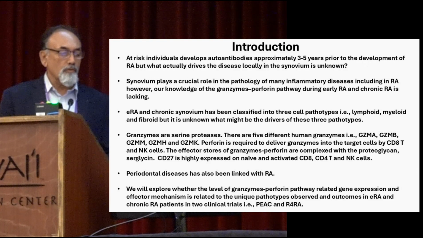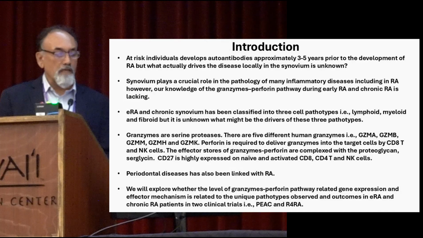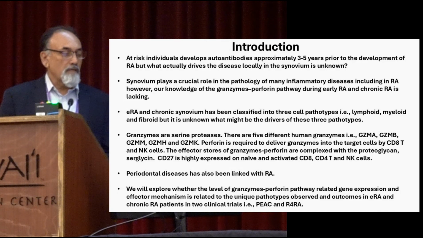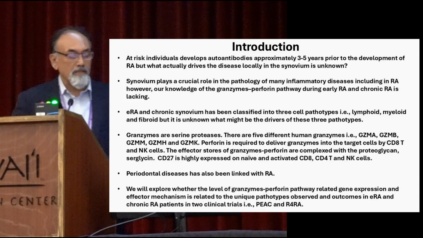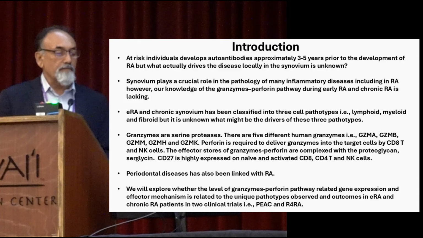Synovium plays a crucial role in the pathology of many inflammatory diseases, including RA. However, our knowledge of the granzyme-perforin pathway during early RA and chronic RA is lacking. Early RA and chronic synovium has been classified into 3 different cell pathotypes: lymphoid, myeloid, and fibroid, but it is unknown what might be the drivers of these 3 pathotypes.